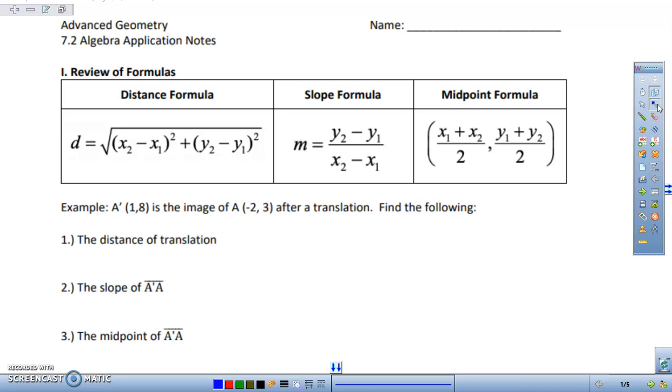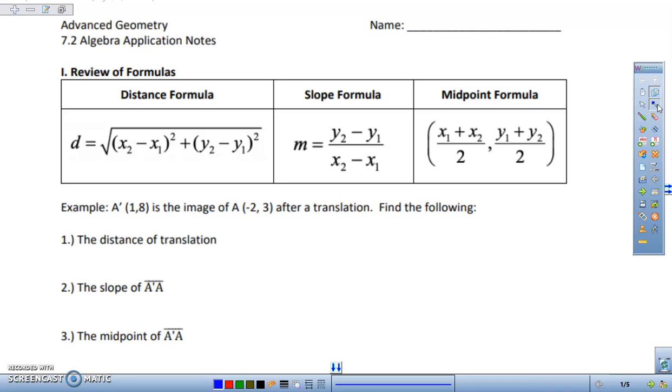So suppose that I have a point A prime at (1, 8), and it is the image of point A, which was at (2, -3), after a translation. Find the following. The first one is to find the distance of translation. So remember, by definition, when we're dealing with translation, the distance of a translation is simply the distance from any point in the pre-image to its corresponding point in the image.